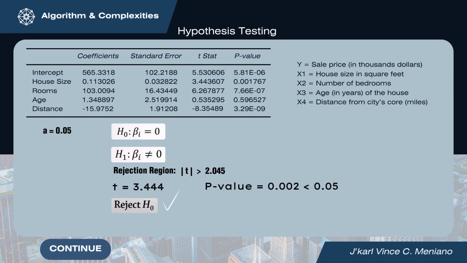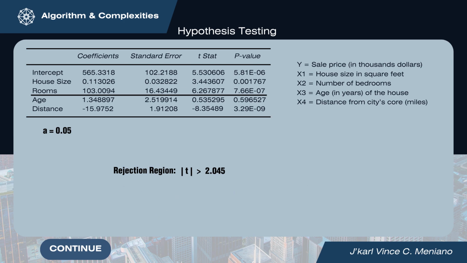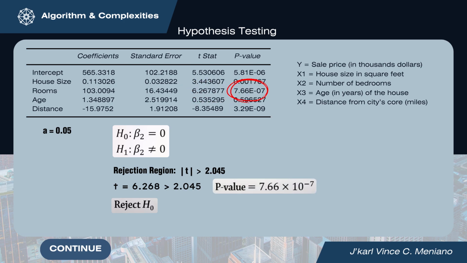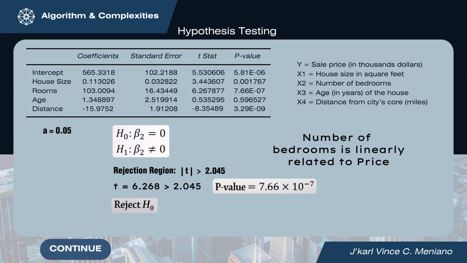the null hypothesis. For number of rooms, represented by x2, the parameter is beta 2. The test statistic is 6.268, which is greater than 2.045. So we reject the null hypothesis. The p-value here is 7.66 times 10 to the power of negative 7, which confirms our decision. So, we also have enough evidence to conclude that the number of bedrooms is linearly related to price.